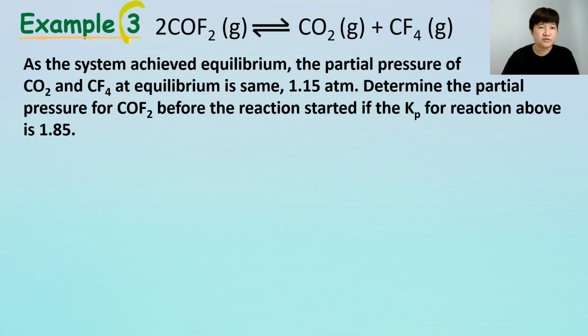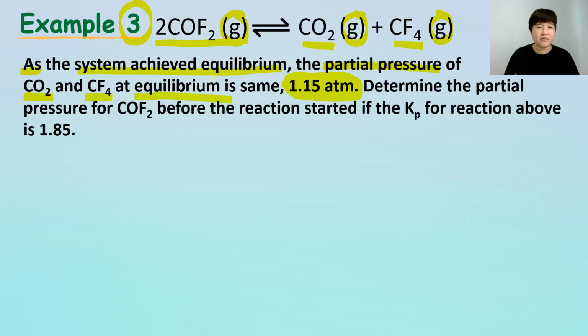Okay? So, your third example here, you have your balanced equation, 2COF2 gas, CO2 gas, and CF4 gas. Everything is gas. That is pretty simple. We are going to use everything, no matter if the question asks for Kc or Kp, because all of them are gas. In the question, as the system achieves equilibrium, the partial pressure of CO2 and CF4 at equilibrium is the same, 1.15 atm.